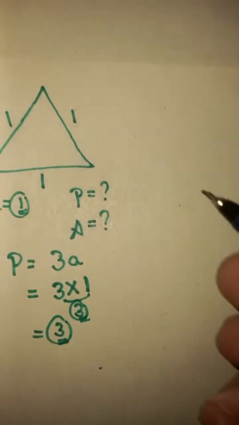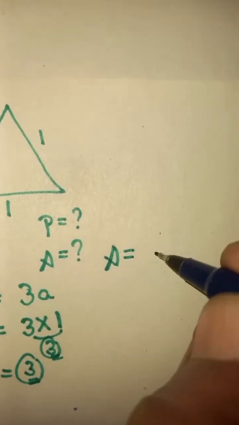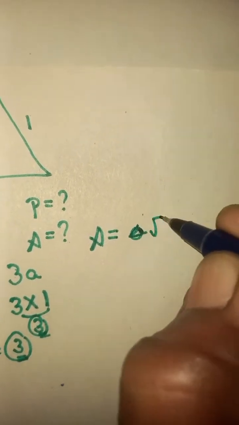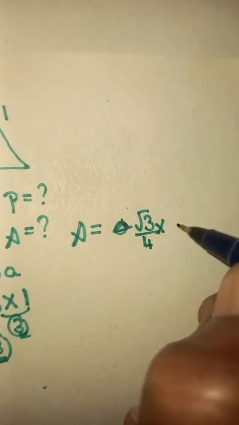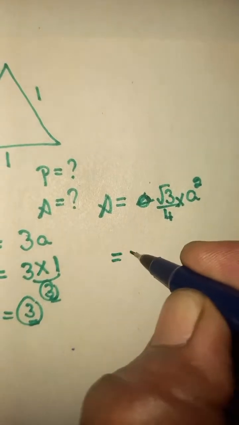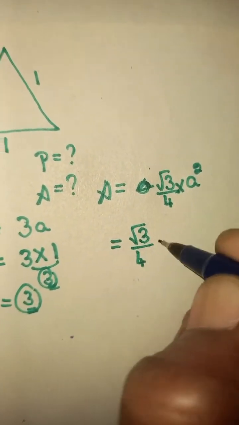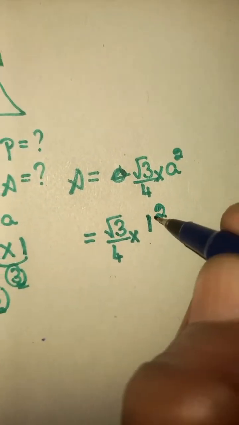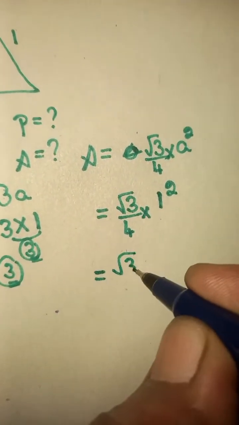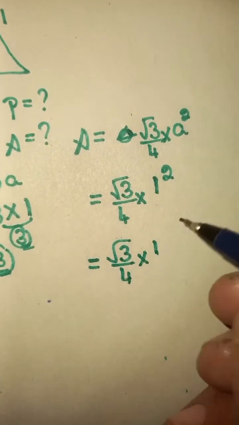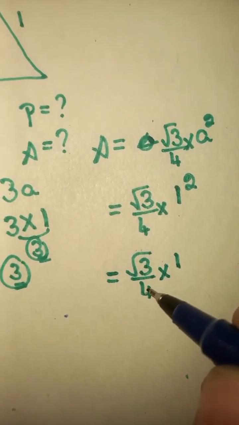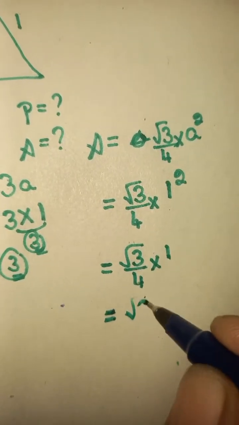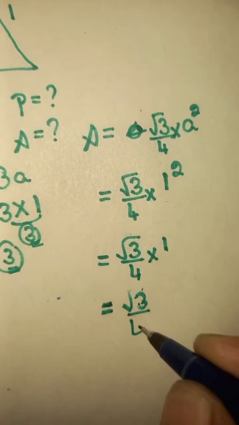Let's find out what's the area. Area is root 3 by 4 times a square, where a is the side length. That means you need to take root 3 by 4 times, this is the side length, 1 unit, 1 square. 1 square means 1 times 1, so it remains 1, and here it becomes root 3 by 4 times 1, which is root 3 by 4 square units. Let's take one more equilateral triangle.